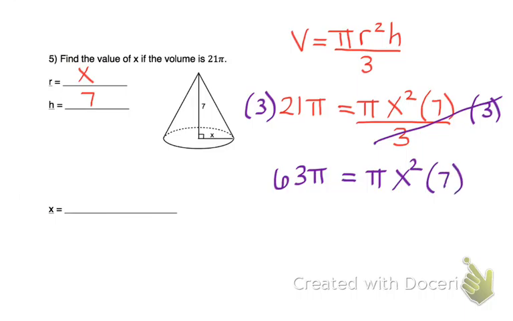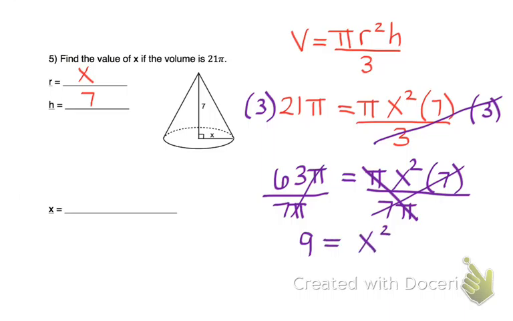I'm trying to get the x squared all by itself, so I'm going to divide both sides by 7 pi. So now the pi's cancel, the 7's cancel. On the right side, my pi's cancel, and 63 divided by 7 is 9. So 9 is equal to x squared. And I'm going to keep going. I'm going to take the square root of both sides. And the square root of 9 is 3. So I have x is equal to 3.